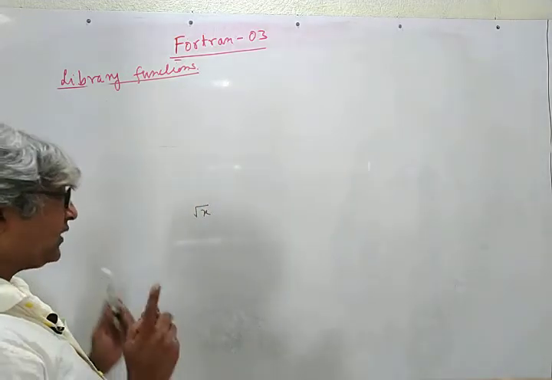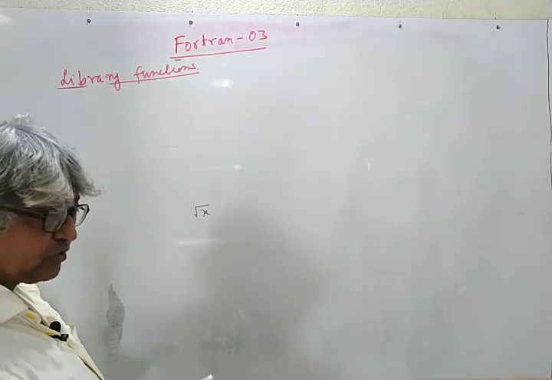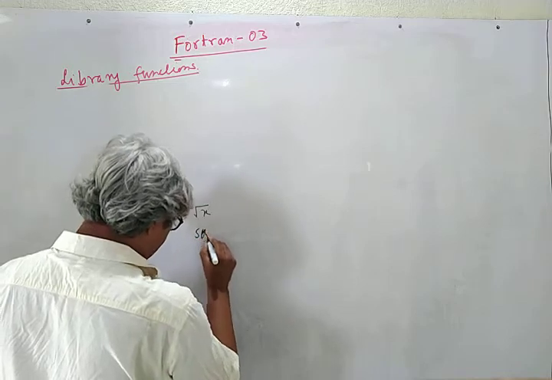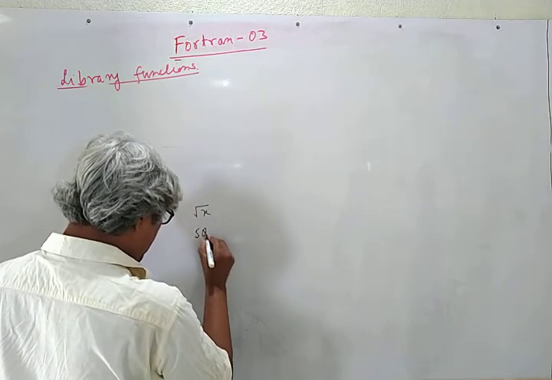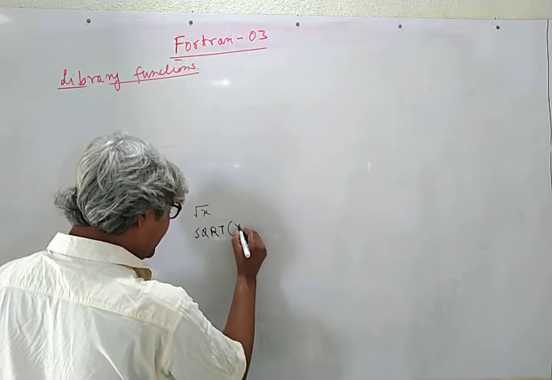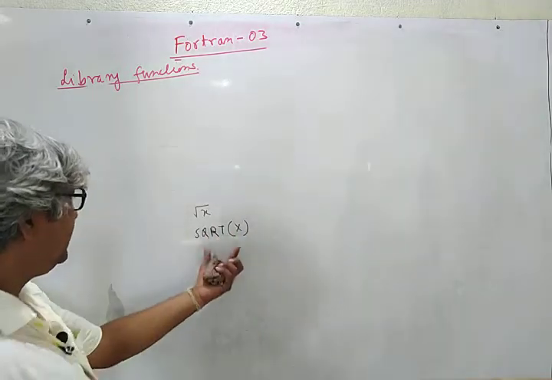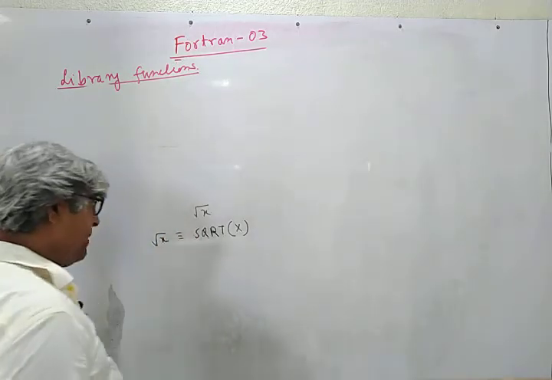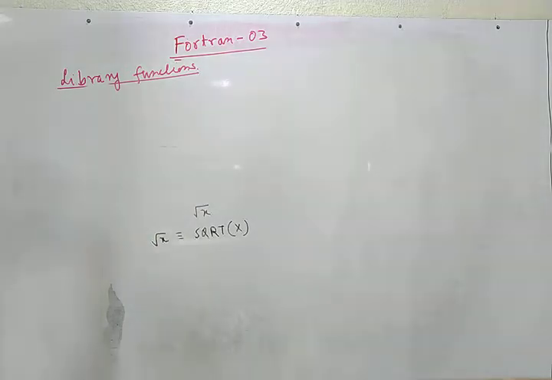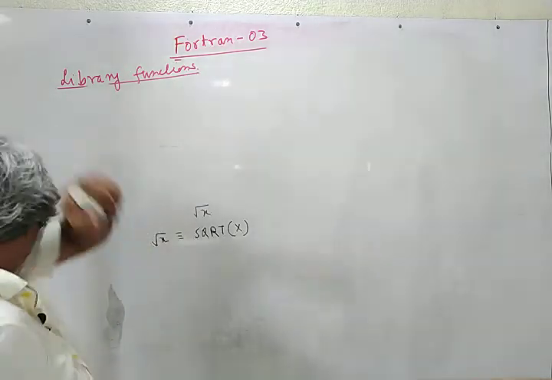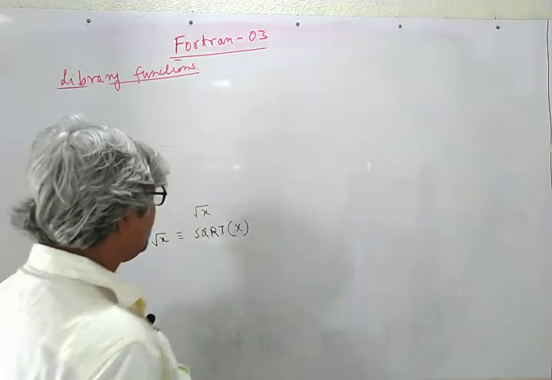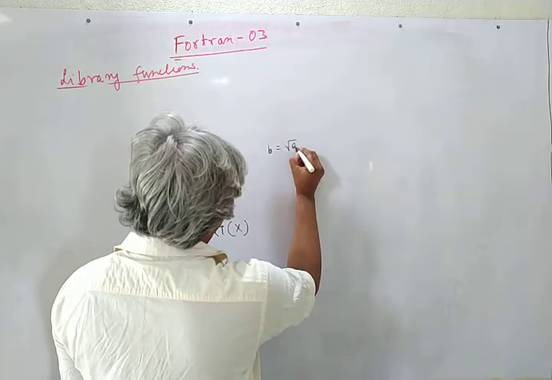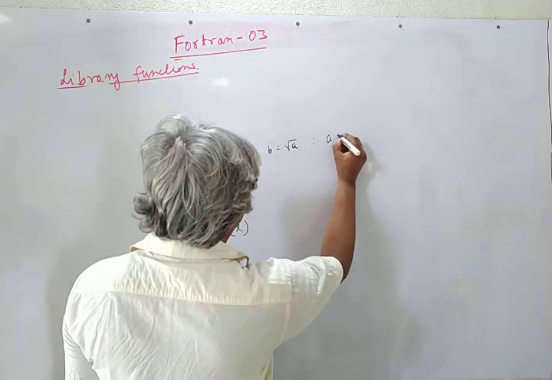You need to know the exact grammar used for calculating this. For example, in Fortran we write sqrt within brackets x, where x is the argument. It is equivalent to the mathematical symbol of square root of x. But before using this, I want to point out a few precautions. Say we need to calculate b is equal to square root of a, with a is equal to, say, 3.